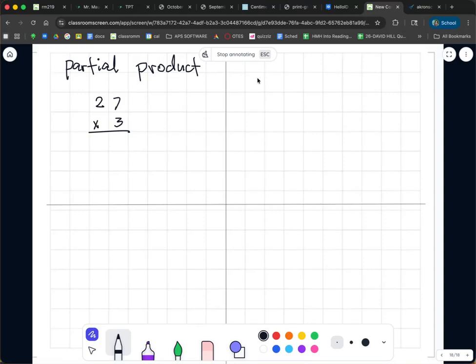Let's go ahead and multiply numbers using partial products. Here we have 27 times 3. What we're going to do is multiply the 3 to the 7 and to the 2 over here, but we're going to figure out what is the value of the 2. So in order to do that, you have to remember how to expand 27.